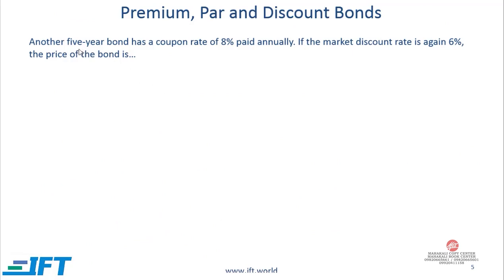Let's say we have another 5-year bond which has a coupon rate of 8%, again paid annually. If the market discount rate is still 6%, what is the price of the bond? You can do this very quickly. Notice that the rate paid by the issuer or the rate being received by the investor is higher than the discount rate. So in this particular case, again, n is equal to 5.